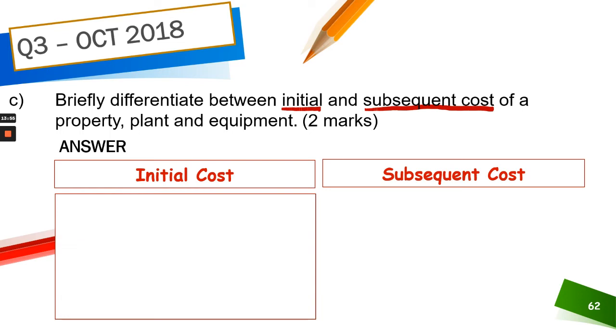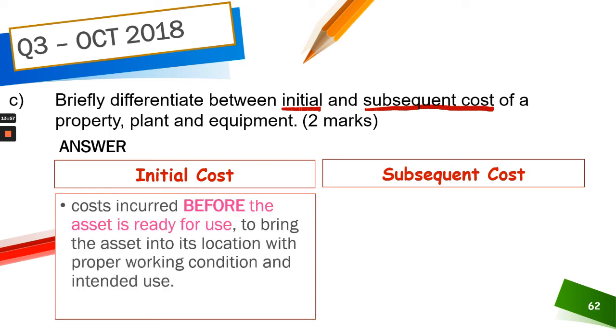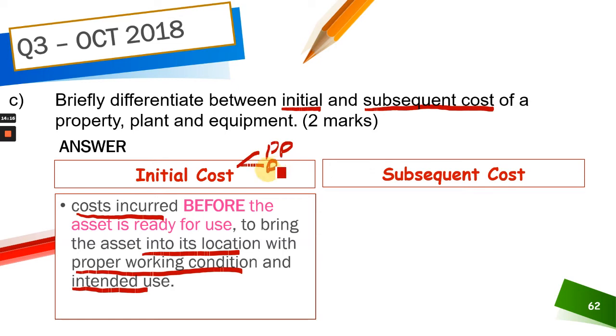Let's say the first point for initial cost here, because the marks are only 2, don't write so long. Remember, these are costs that you incurred before the asset is ready for use, or to bring the asset into its location for its proper working condition. The costs incurred here, if you can still recall, are the purchase price, directly attributable cost, and initial estimate of dismantling, restoration, and decommissioning.